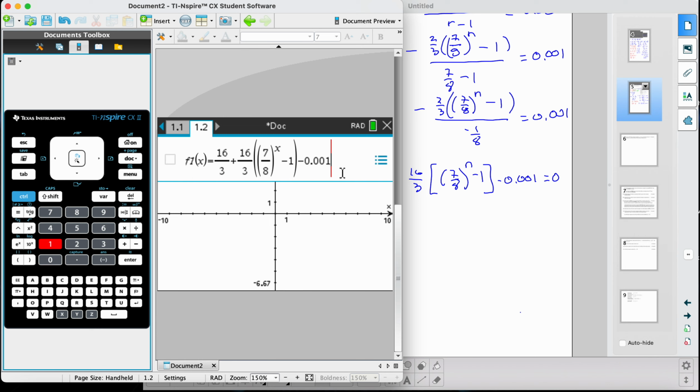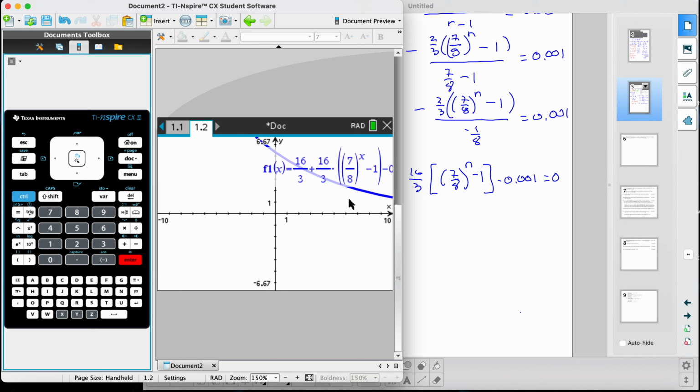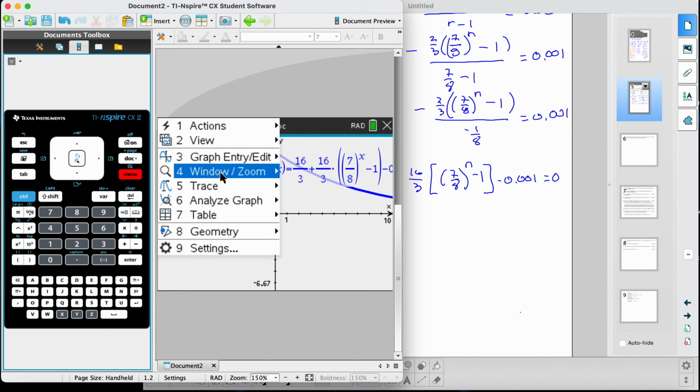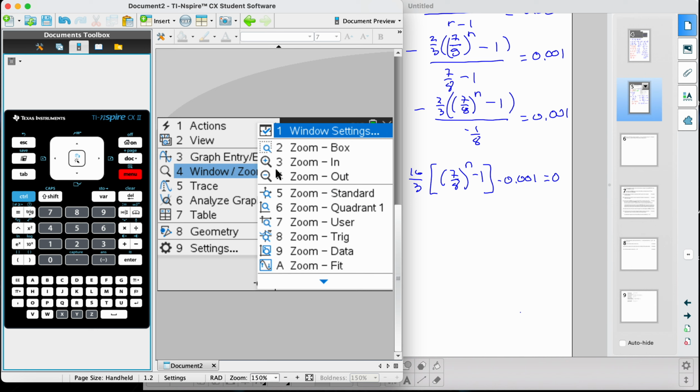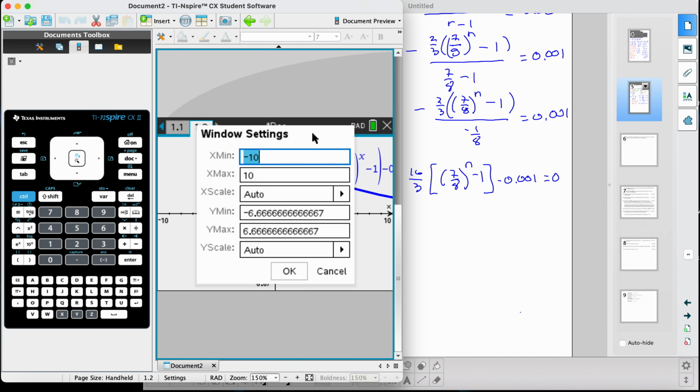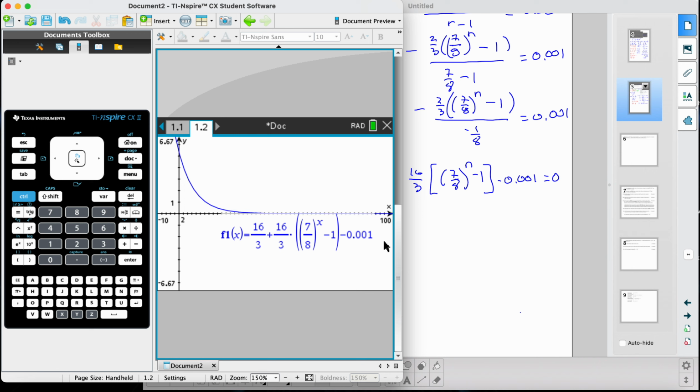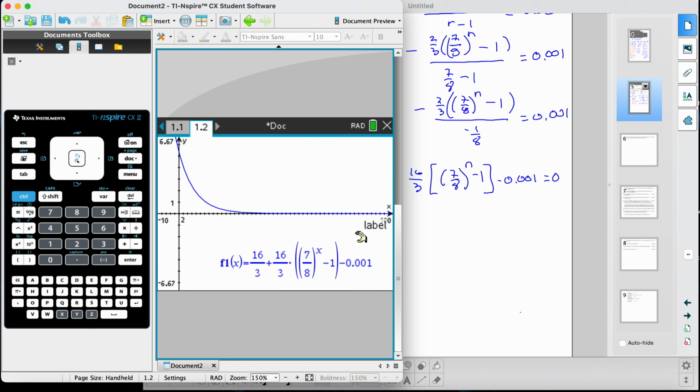Okay, so now I'm going to hit enter and hope for the best. Okay, well, I can see that it's going way to the right, and I've got to see where that's equal to 0. So I'm going to do menu, window zoom, and just do my own settings. I've got to expand the x, so I'm going to go out to 100 and see what happens. And then I can see that somewhere in here, it intersects the x-axis.